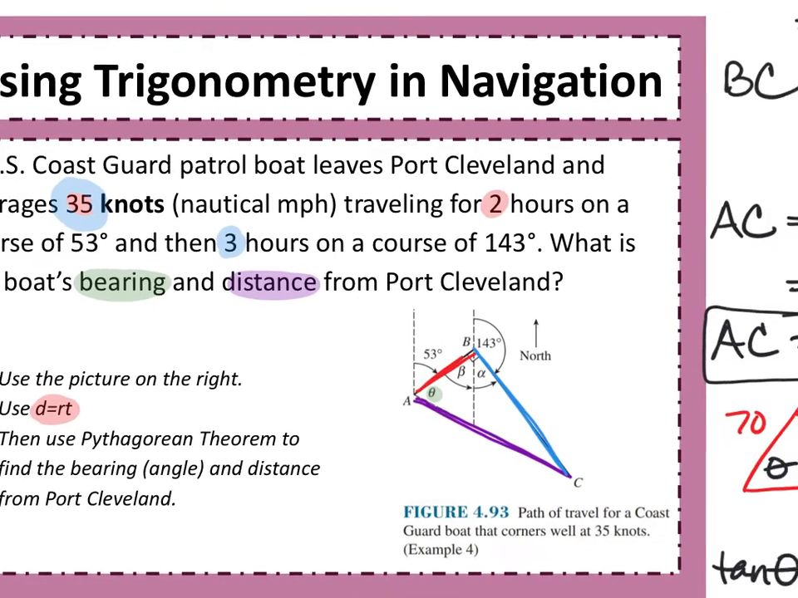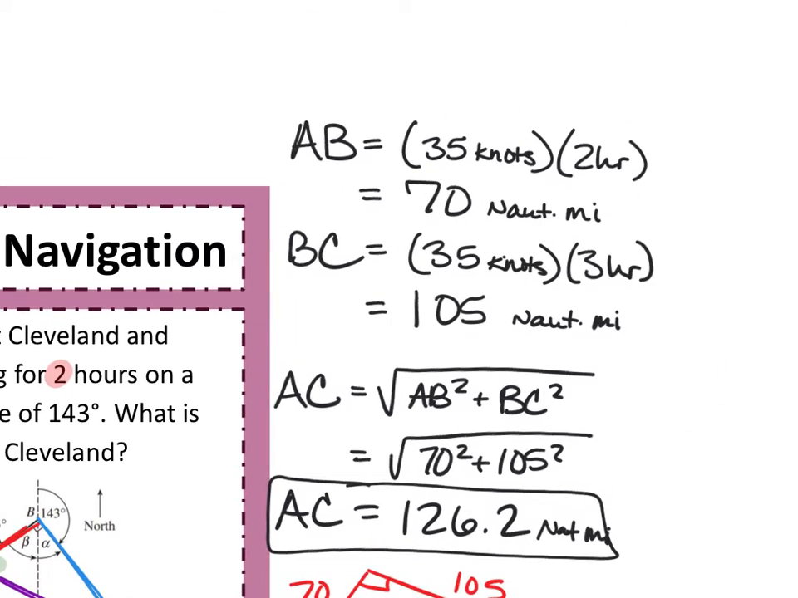Okay, so if we want to figure this out, we know that the distance AB is going to be the velocity, 35 knots, for 2 hours. So rate times time, which means it's gone 70 nautical miles. When we turned, segment BC, they were going, again, 35 knots, but for 3 hours this time. So that's 105 nautical miles.